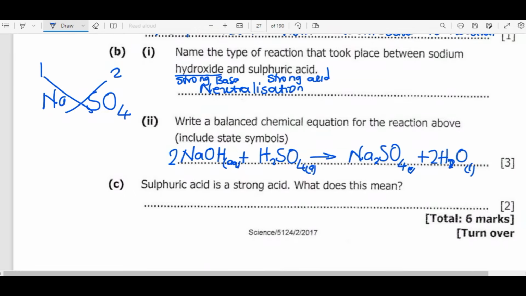Question C, sulfuric acid is a strong acid. What does this mean? So say it ionizes completely when dissolved in water.